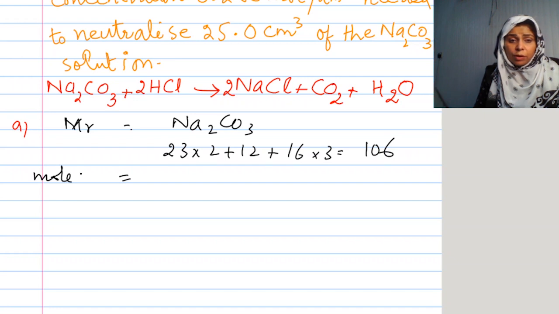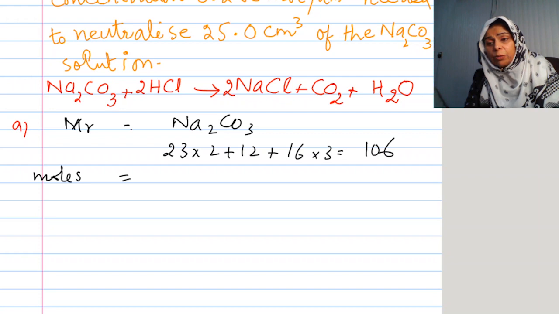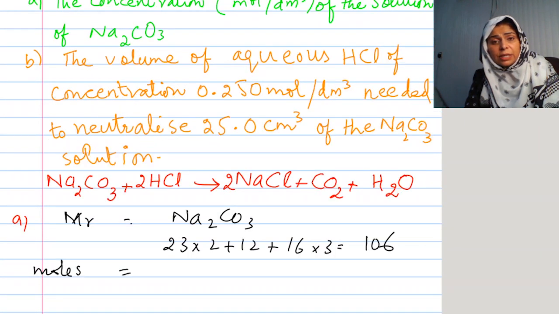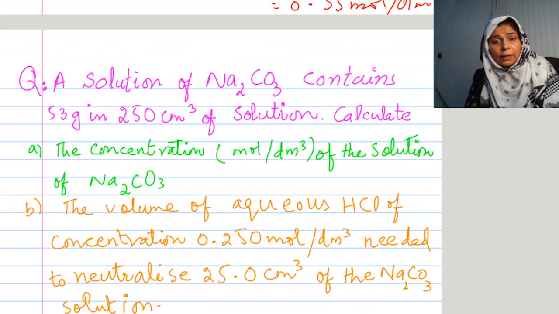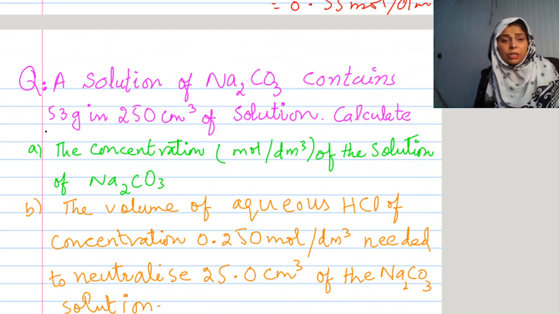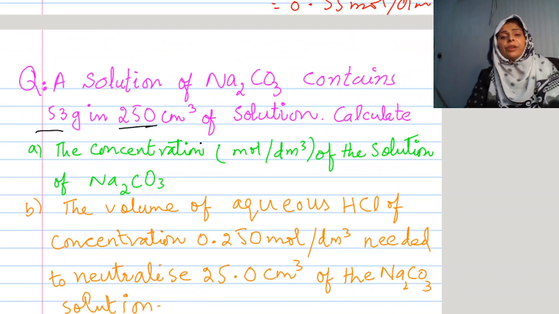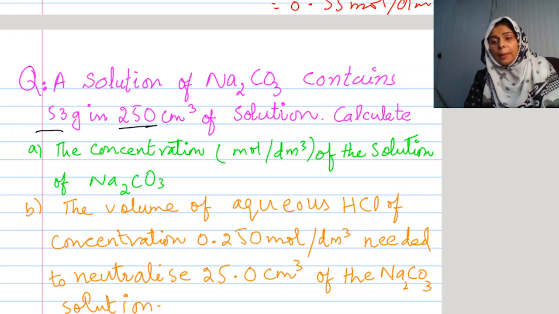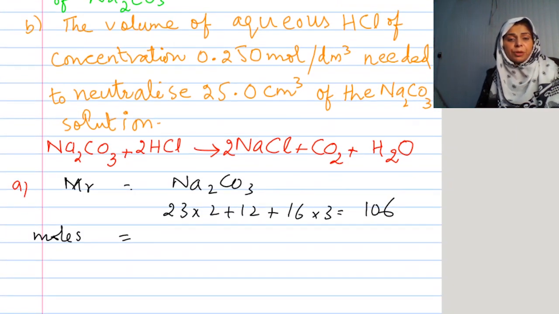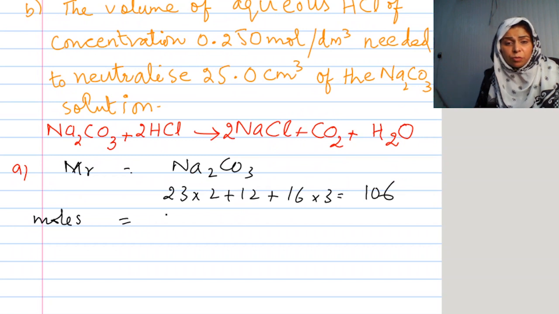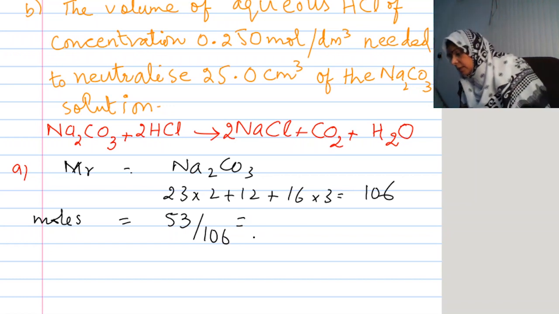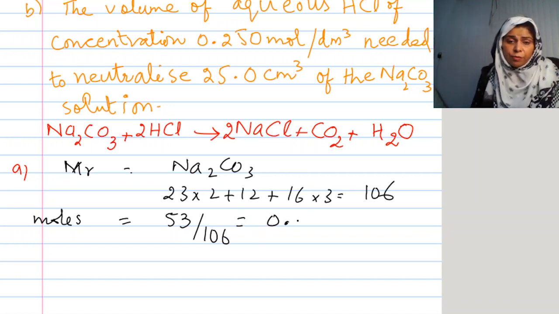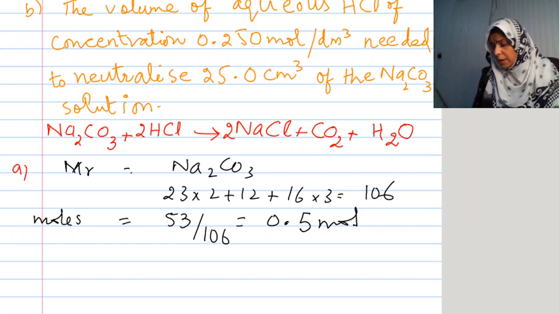First of all, moles. The value of Na2CO3 which is given is 53 gram in 250 centimeter cube. We will calculate the moles like this: 53 divided by 106. So what is the answer? 0.5 mole. Okay.